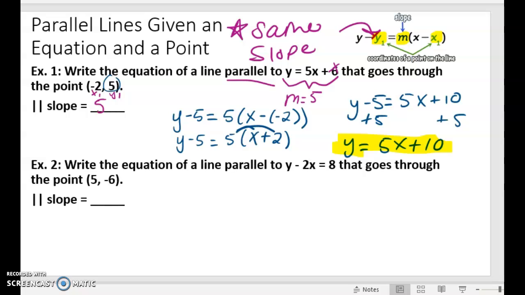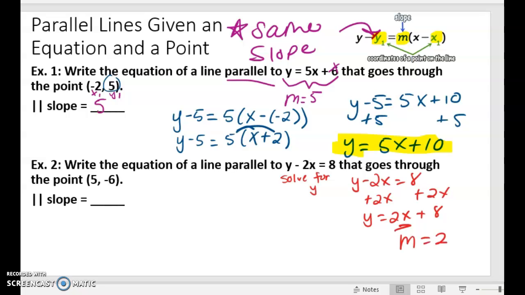All right, so for this next one, I gave it a little bit different format. I don't really like this format because it doesn't tell me what the slope is. So the first thing that you want to do is make sure that you always start by solving for y. So y minus 2x equals 8. All I have to do is add the 2x over, and y will be by itself. So y equals 2x plus 8. So what is the slope of this line? The slope is 2. It's always the one attached to the x.